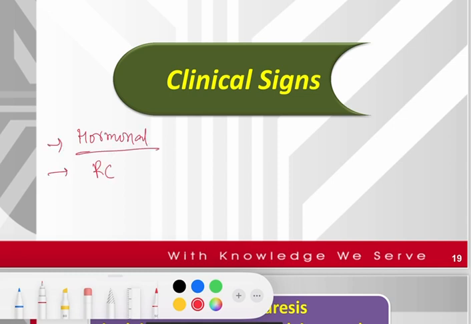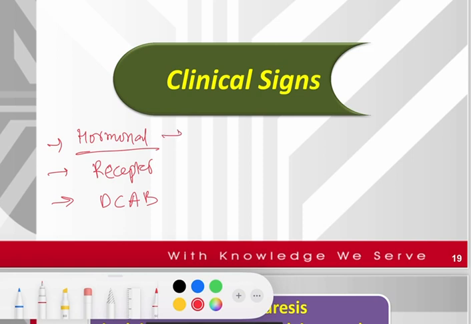Second theory is receptor theory. Third theory is DCAB, which stands for dietary cation and anion balance. So we will discuss one by one what these theories are. So coming on to hormonal theory.